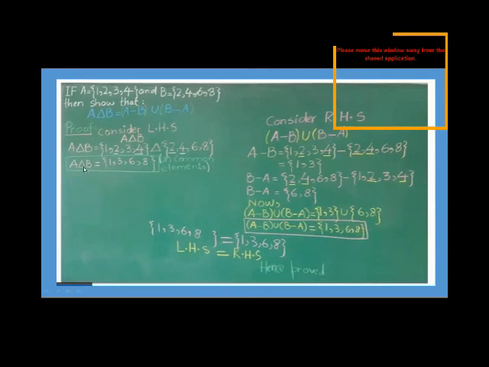When we see the left hand side, which is A delta B, its result is 1, 3, 6 and 8. We have noted over here that the result of the right hand side, which is A minus B union B minus A, is 1, 3, 6 and 8. Between them we put an equal to sign because both results are the same. So that's why we write left hand side equal to right hand side and say hence proved.